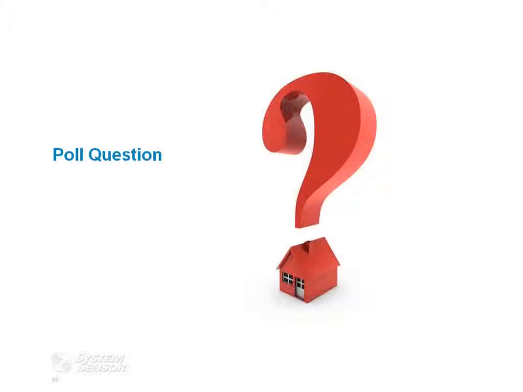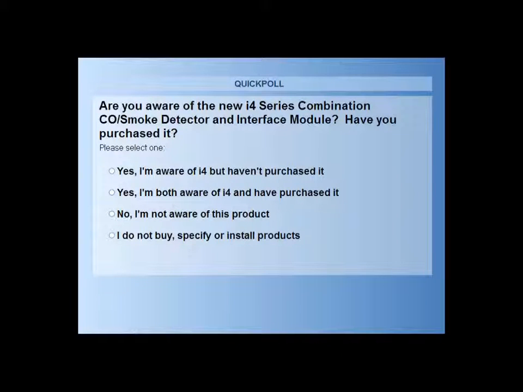So the next poll question really is about awareness. Doug covered the new i4 series combo CO smoke detector in some detail, and we just wonder, it's been out since April. Are you aware of it but haven't purchased it? Are you both aware and maybe you have purchased it? This is the first time you're hearing about the product, or perhaps we do have a large number of AHJs that join us. Maybe you don't buy, specify, or install any products. Go ahead and check that box. So go ahead and vote on that.